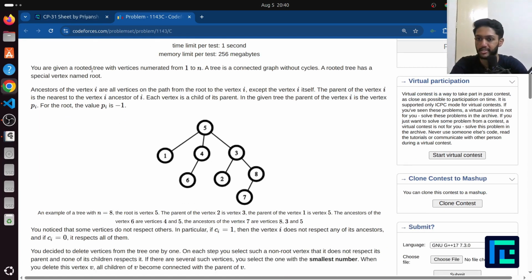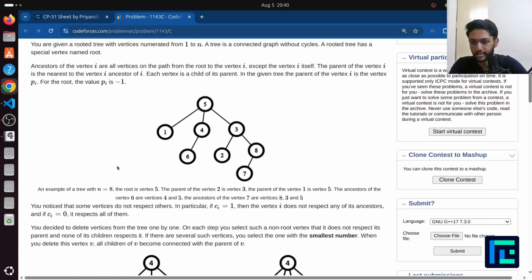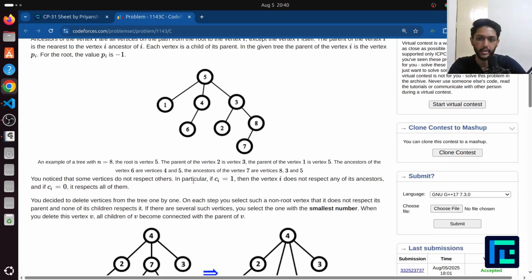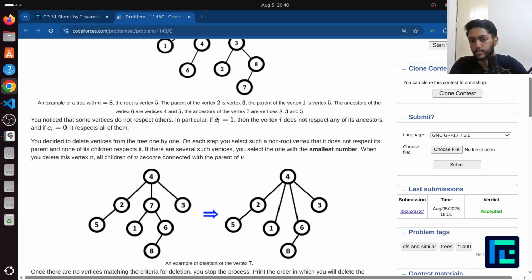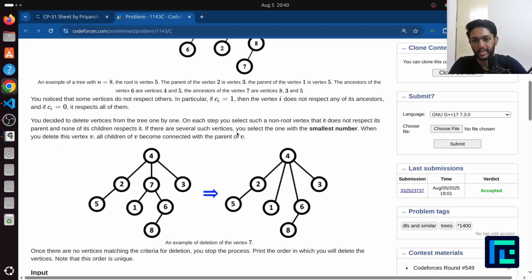So it's just basic tree stuff. You notice that some vertices do not respect others. In particular, if Ci is equal to 1, then the vertex i does not respect its ancestors, and if Ci is equal to 0, it respects all of them. You decided to delete vertices from the tree one by one. On each step, you select such a non-root vertex such that it does not respect its parent and none of its children respects it. If there are several such vertices, you select the one with the smallest number.